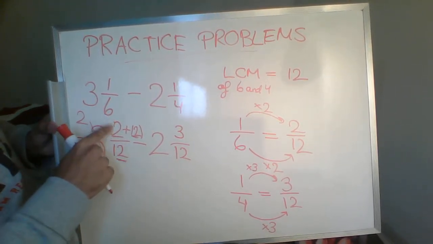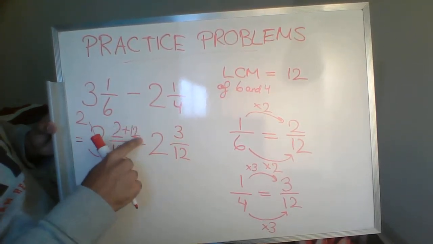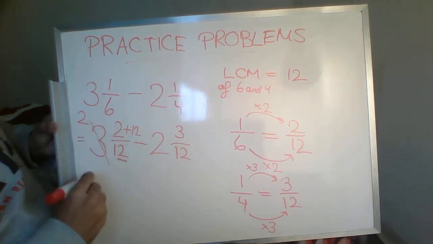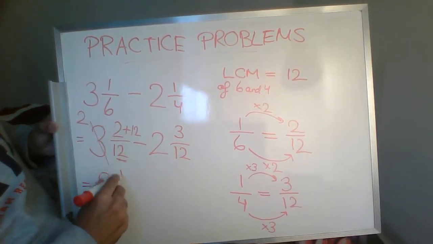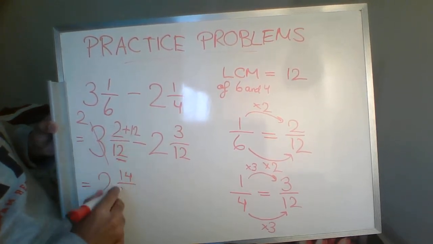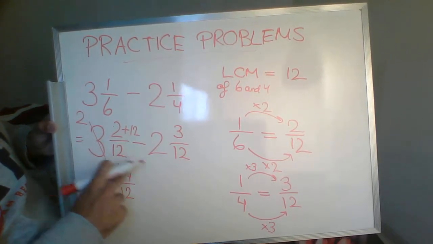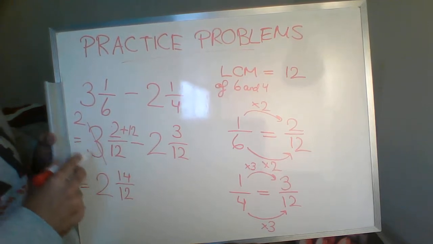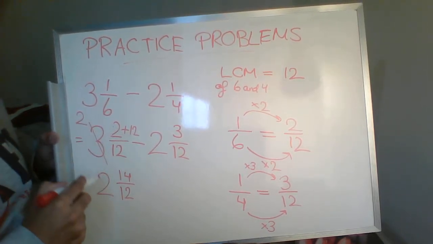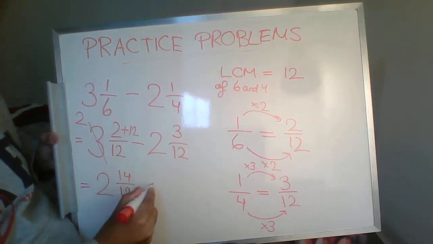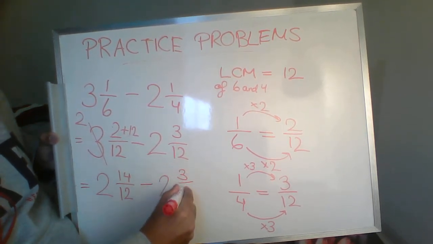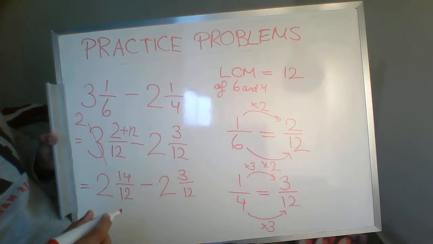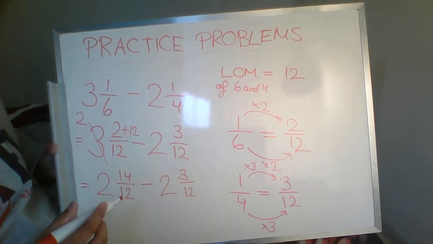Right now, this is getting a little bit messy up here. So what we have is, instead of 3 wholes, we have 2 wholes, and then 2 plus 12, that's going to be 14, and our 12 as a denominator stays. So now we've rewritten 3 and 2/12 as 2 and 14/12. And then from that, we want to subtract 2 and 3/12. Alright, hopefully that's making sense.